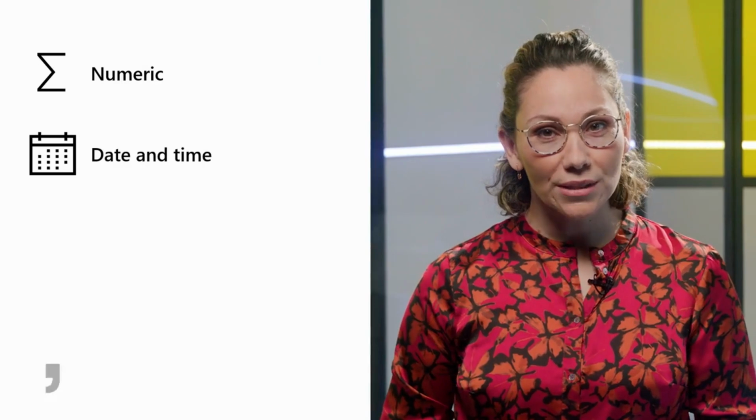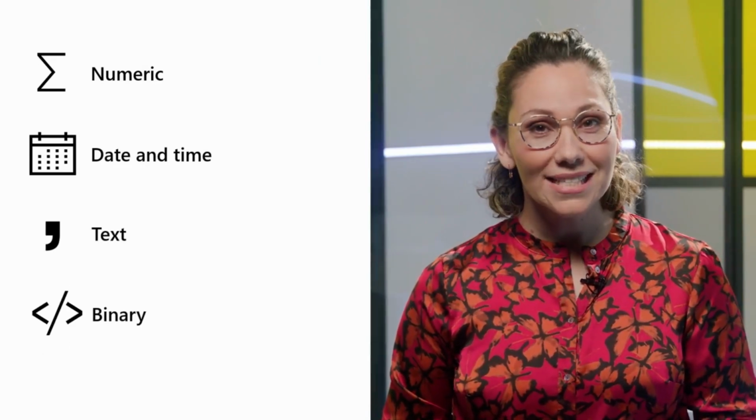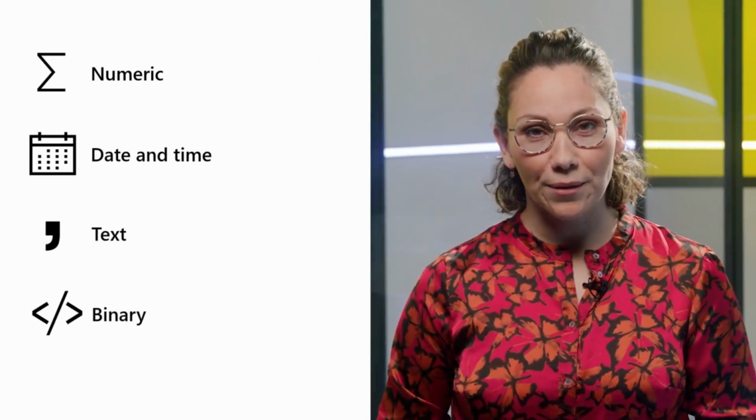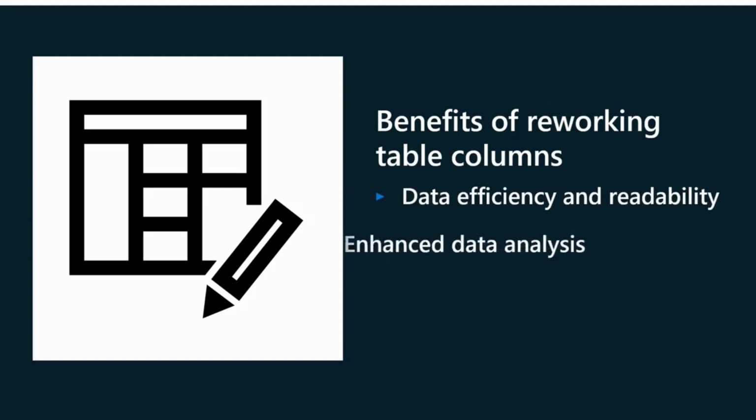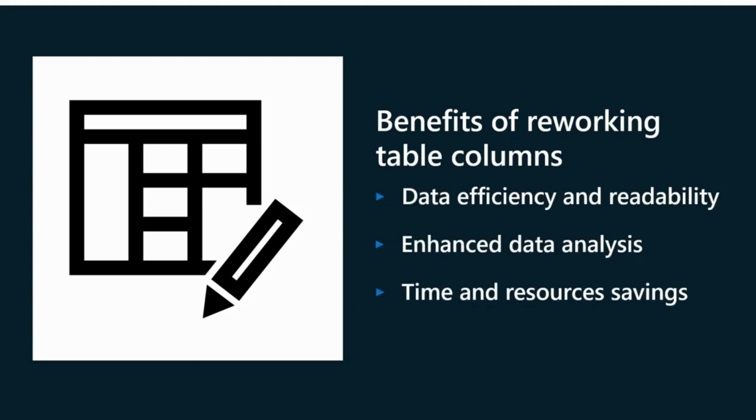Next, you explored the different data types in Power BI. The data types you explored included number types, date and time type, text, true or false, and binary. You learned that these different data types are used to classify values to help you better organize and structure your data sets. You also learned that when working with data sets, you might need to remove and rename columns. You were presented with many of the benefits of reworking columns, like more efficient, readable, and enhanced data and analysis, or significant time and resource savings.